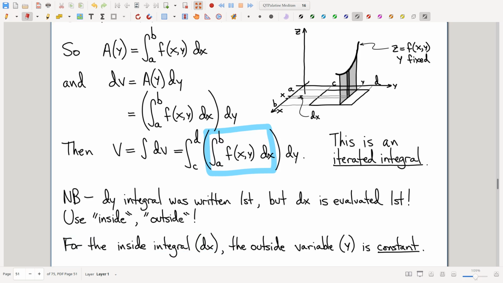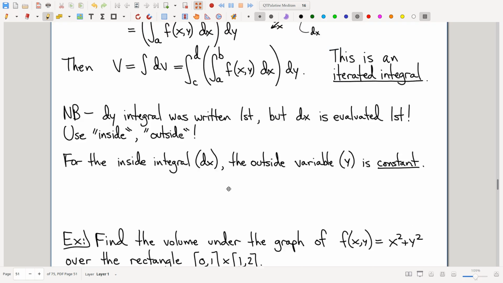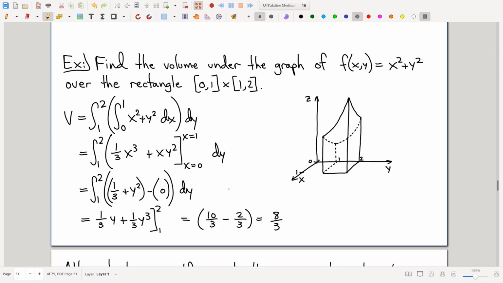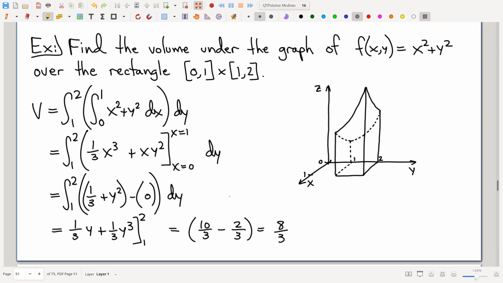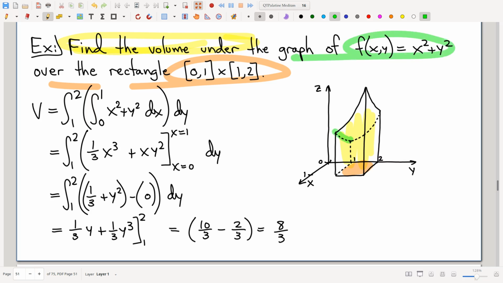Okay, let's do one. Let's get one into the win column here. Here's a reasonable question. I want to compute the volume under a graph. I've got a rectangular domain down here over which I want to compute the volume, and specifically the volume under the graph, which is some surface like that.